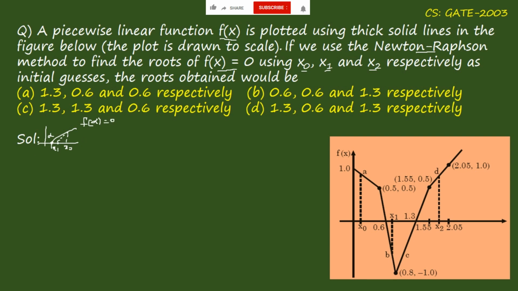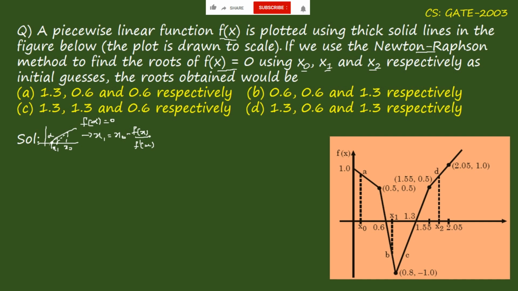By using the Newton-Raphson method, we draw a tangent to the curve and get the nearest root of it. The formula of the Newton-Raphson method is x1 = x0 - f(x)/f'(x). Then again from x1, we draw another tangent and find the value of alpha.